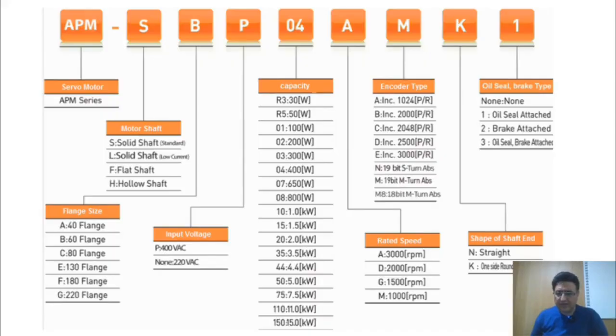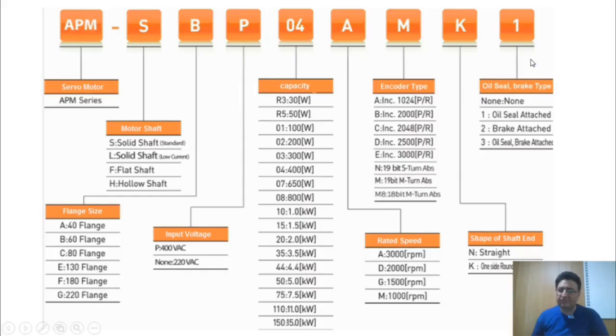The next letter indicates the end of the shaft. If the letter N is used, the shaft end is flat, but if the letter K is used, it has a keyway. This can be really helpful when we want to couple it with another device or, for example, use a gearbox.